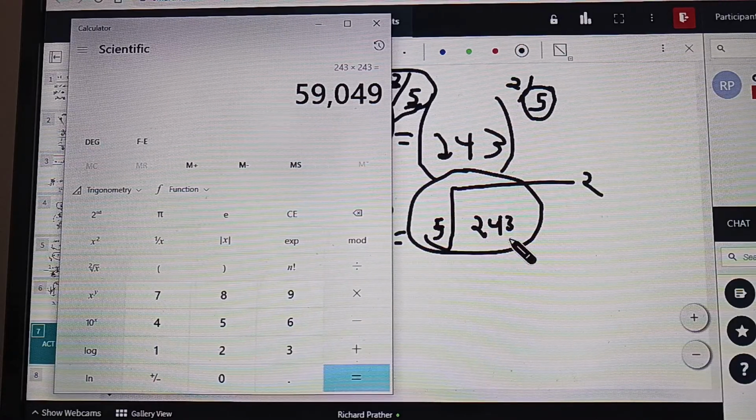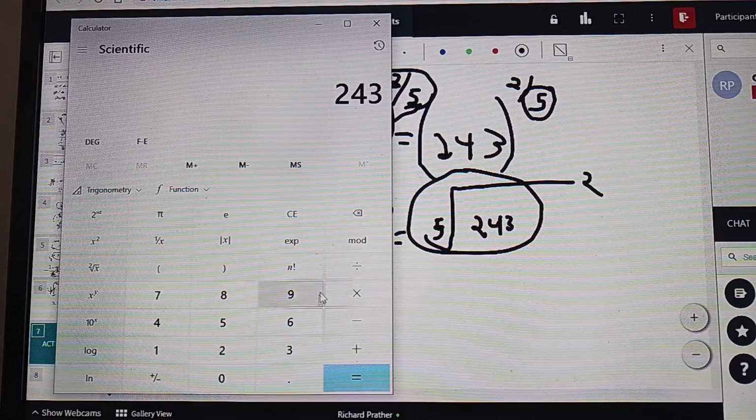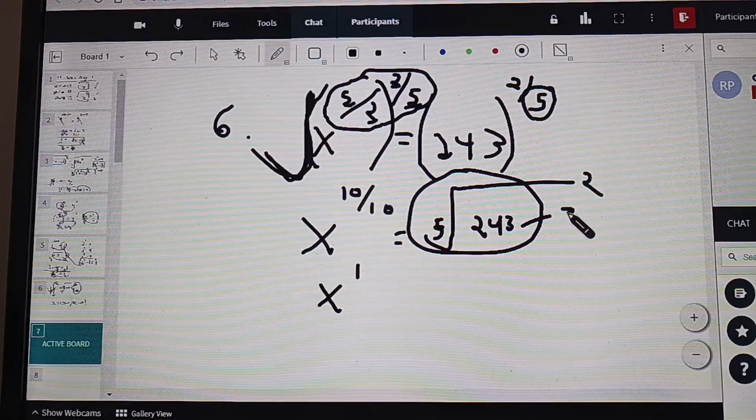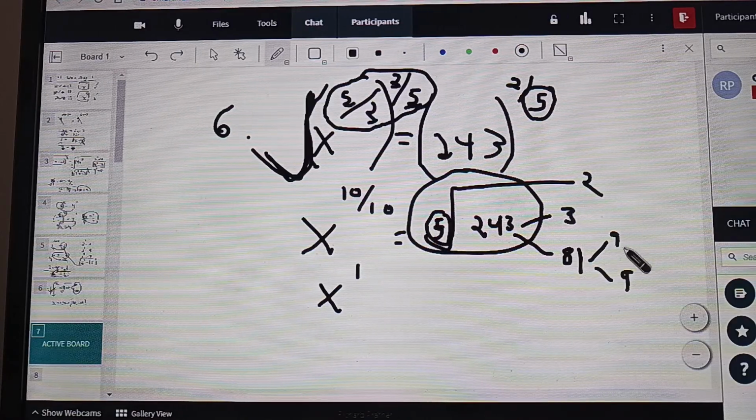So 243, that's 2, 4, and 3. 2 plus 4 plus 3 is 9. If the sum of all the digits divides by 3, then this number divides by 3. 243 divides by 3 81 times. Now, if we were doing square roots, then I would say 81 is 9 times 9, and that's a pair of 9s. If you were doing a square root, you'd have a pair of 9s with a 3 left over. But that's when you need 2 of the same thing. I need 5 of the same thing with this 5th root here.